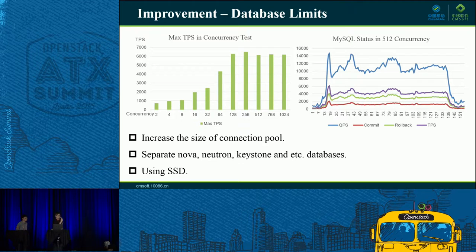And how to solve this problem? First, Neutron and Nova use the same database. So the easy thing we can do is just separate them, let Nova use the database alone, and then let Neutron use its own database. And I think we can try SSD, because SSD is faster than normal SAS.